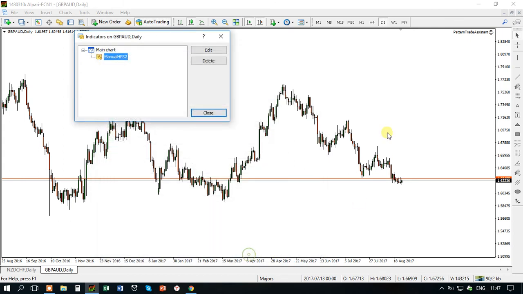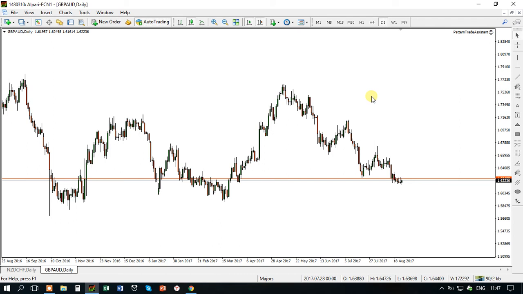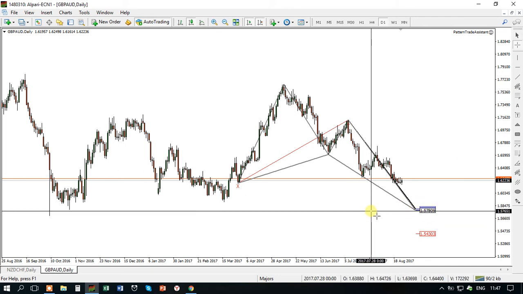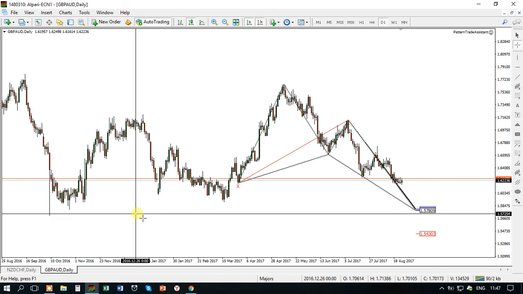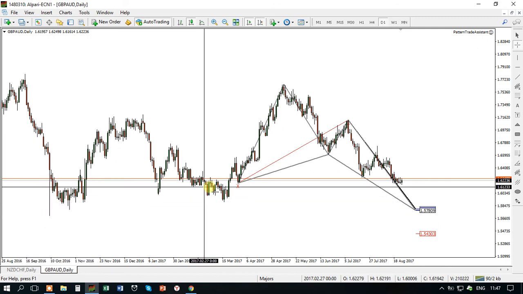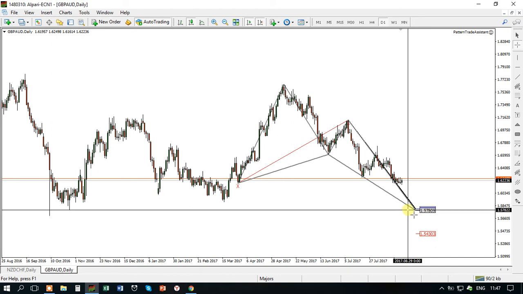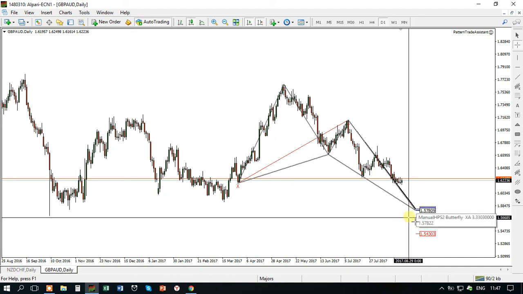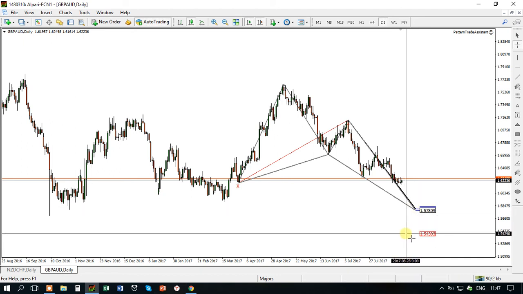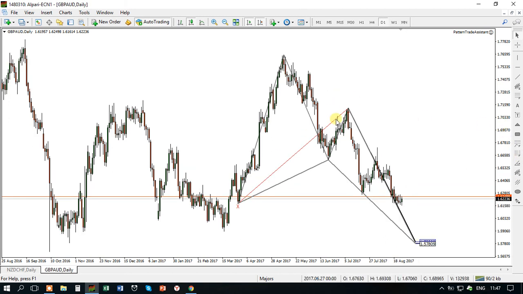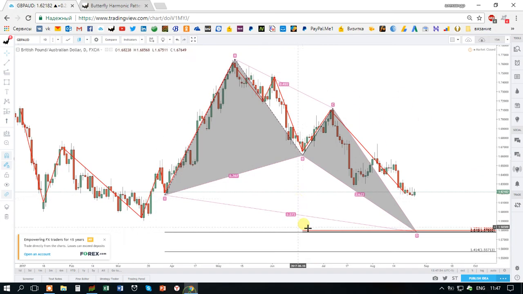Nothing happens. But if we switch that to harmonic patterns, instead of a Gartley pattern, we will have a butterfly pattern like this. The extension goes lower. I like how it goes below these spikes, below the support. You have an opportunity to buy at the very support, and the stop loss will go below that support. So the harmonic pattern is preferable here rather than advanced patterns.